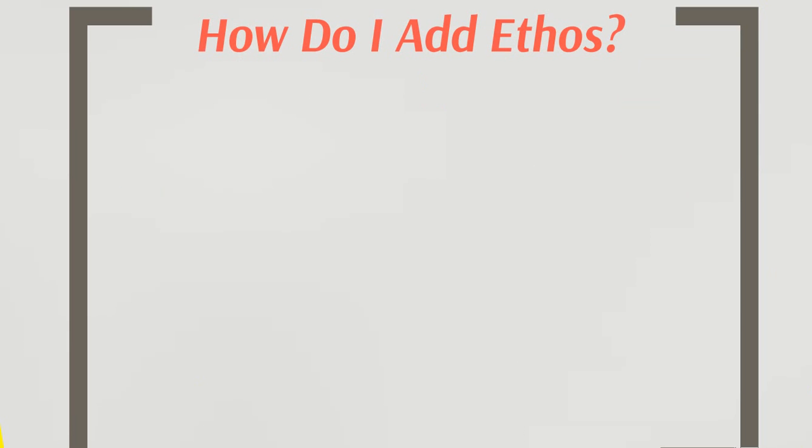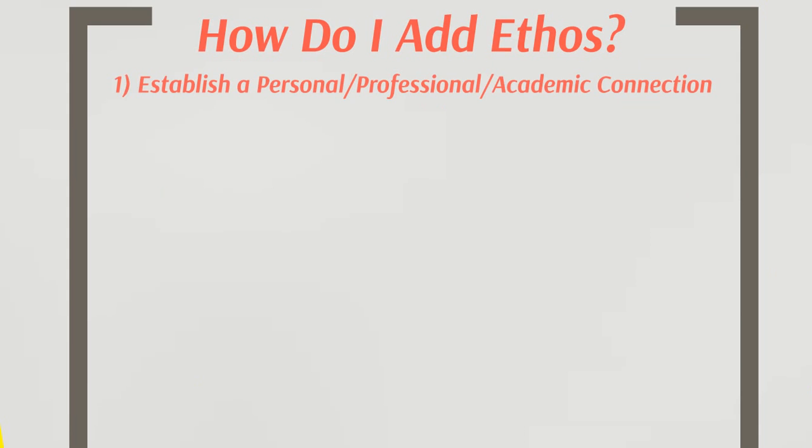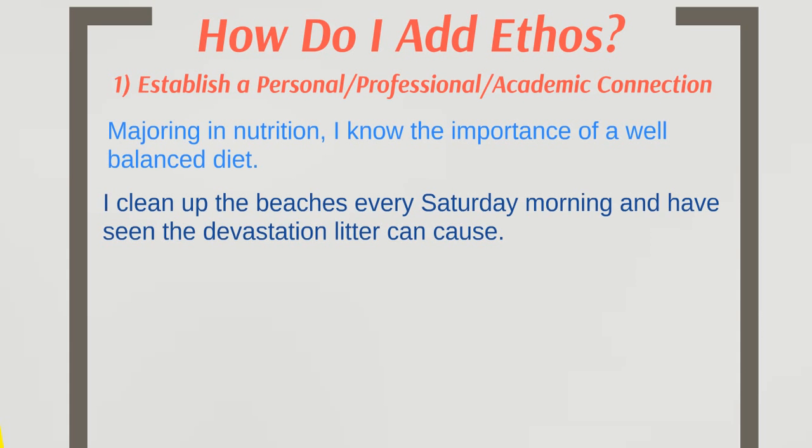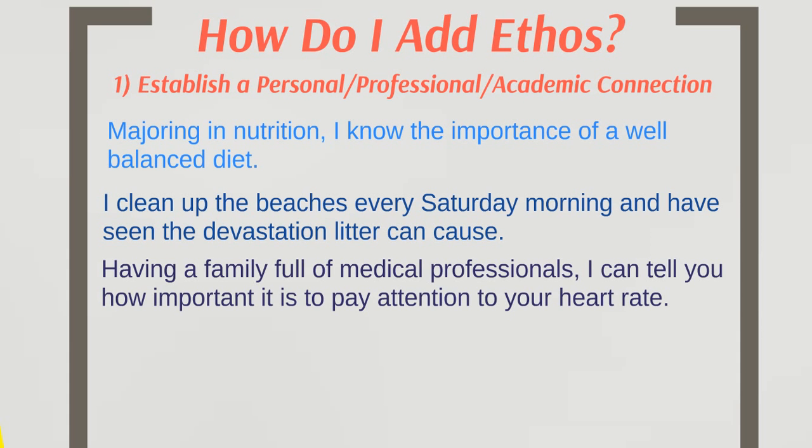So you might be asking, well, how the heck do I establish ethos? Well, there's 2 different ways. The first way is establish a personal, professional, or academic connection. I'll give you a couple of examples. Majoring in nutrition, cleaning up the beaches, having a family full of medical professionals. All of these are different statements that you could put in your speech, obviously if it connected to your specific topic, that would establish your ethos.